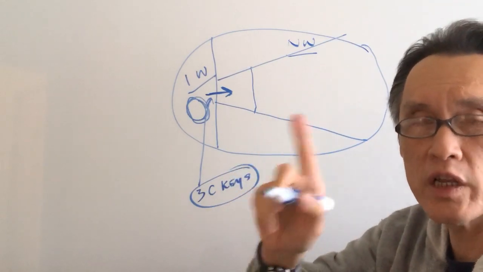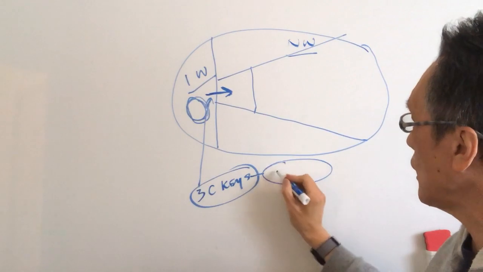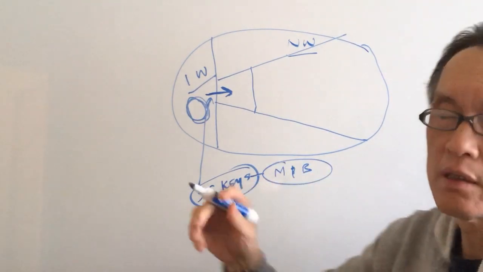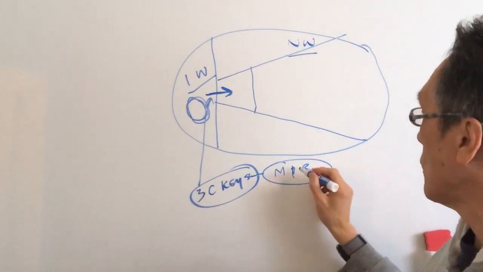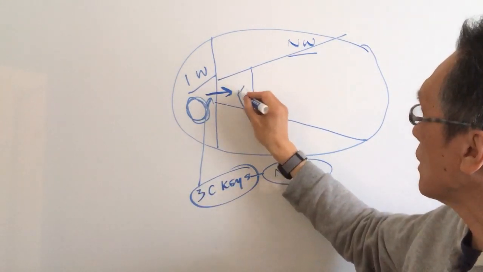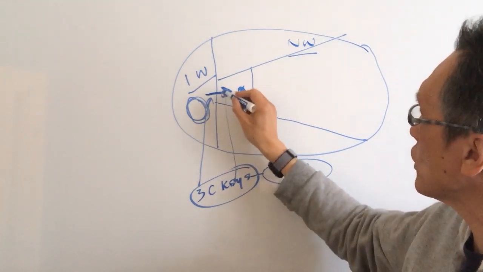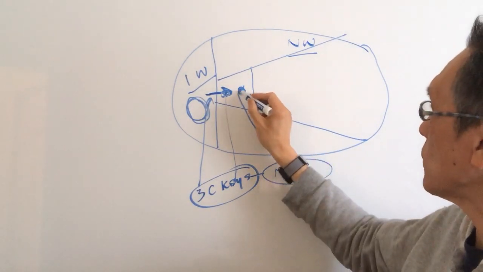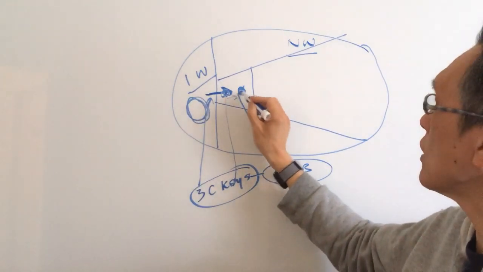The next state after the three critical keys is the state where the mind and breathing synchronize with each other, which is at this state. So with the three keys, you reach here, and then for the mind and breathing to synchronize, you move further into this location.